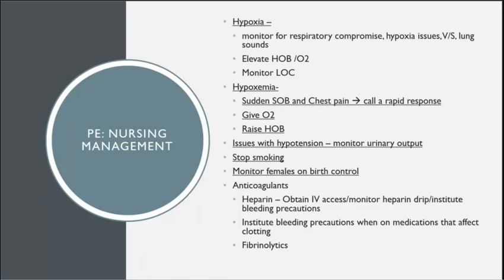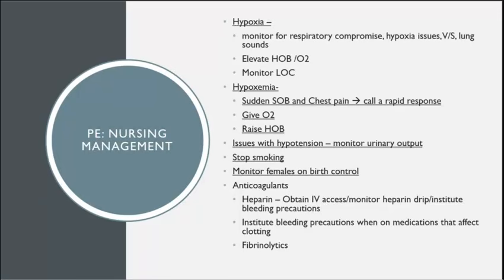Nursing management for your pulmonary embolism. Treat the hypoxia, of course. So elevate the head of the bed. Anytime your patient is struggling to breathe, we never lay them flat. We sit them up. Monitor their level of consciousness. Listen to their lung sounds. From hypoxia, they're going to be hypoxemic, where now their blood doesn't have oxygen. So you'll see sudden shortness of breath, chest pain. This is when you're calling the rapid response. Give them oxygen. Raise the head of the bed.